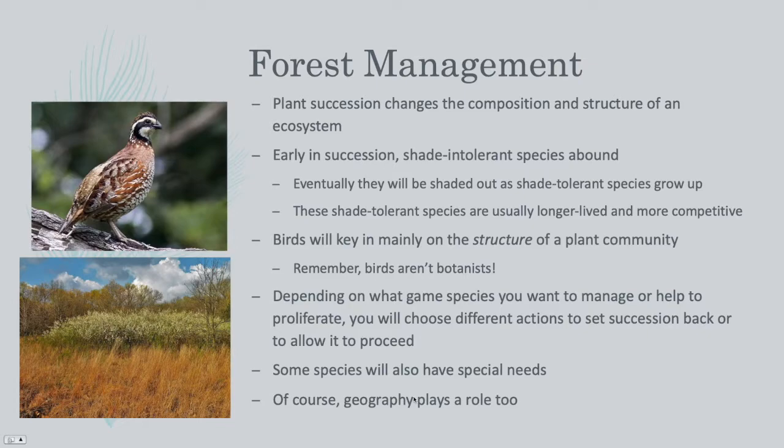Bobwhite in Nebraska use completely different habitat than bobwhite in the panhandle of Florida, where they're using open understory pine plantations. That's a totally different habitat. Could we plant a pine plantation in Nebraska? Maybe. It's not going to be very efficient. Maybe our soil's not right for it. We don't get enough rain to support that. So geography is also important. Okay, so that would be an example of an early successional game bird species. So if you want to target to proliferate bobwhite, you know you need early successional habitat.